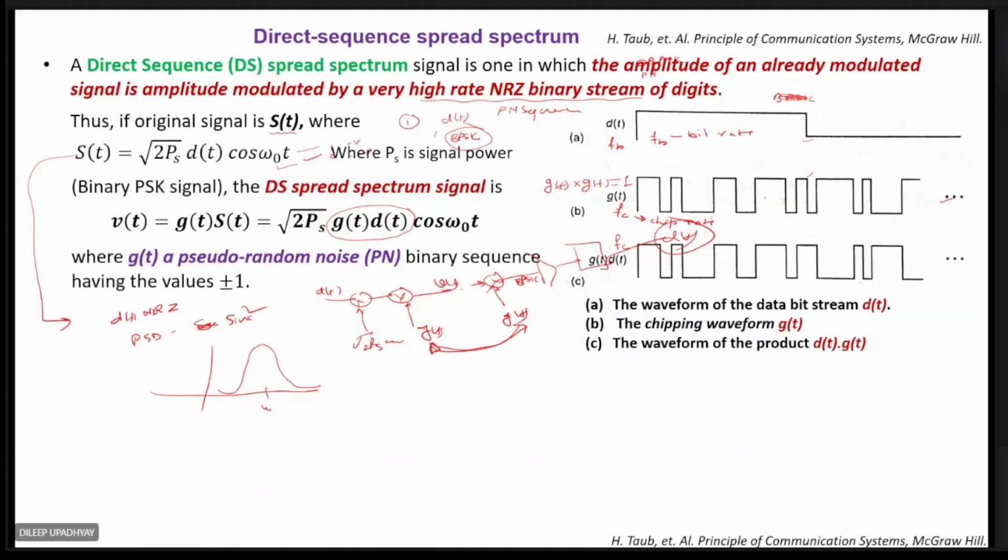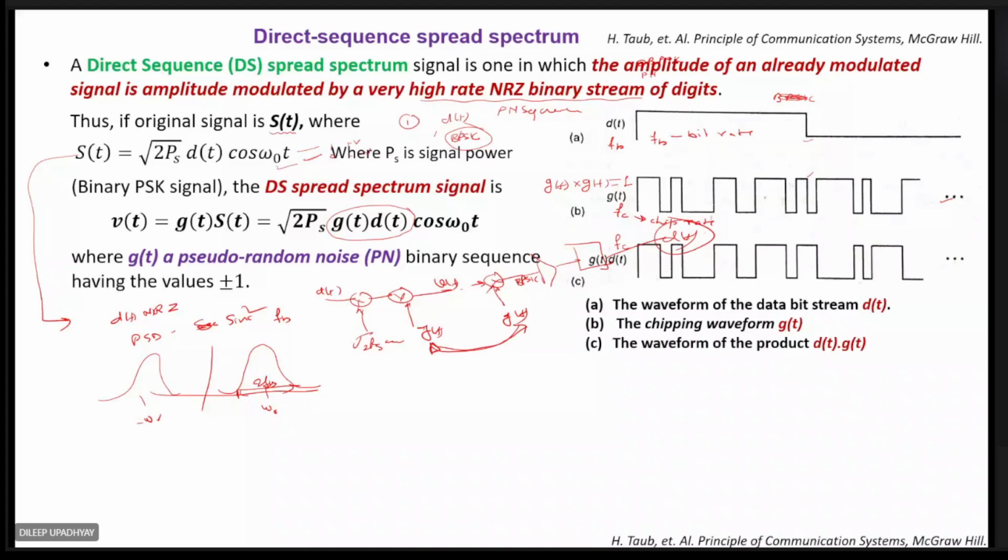And it will have a bandwidth of how much? The bandwidth is determined by the bit rate of this DT, which is FB. So FB is the bit rate, and this width will be nothing but twice FB. We all know that the bandwidth of the BPSK signal is twice FB.